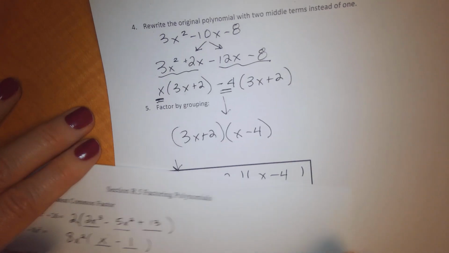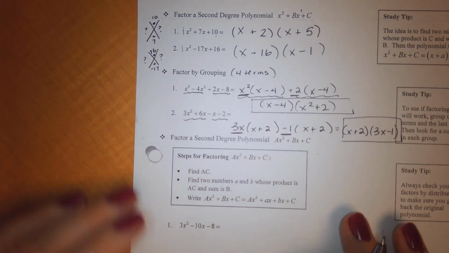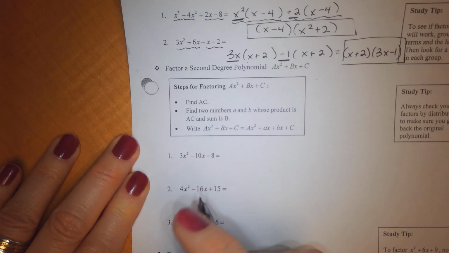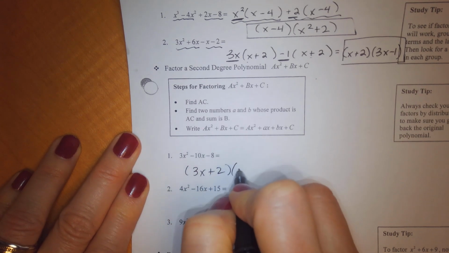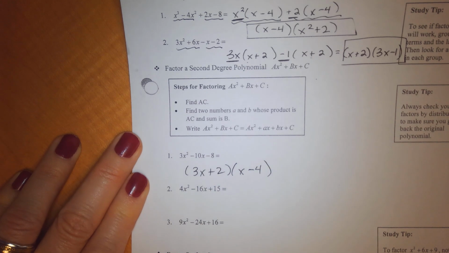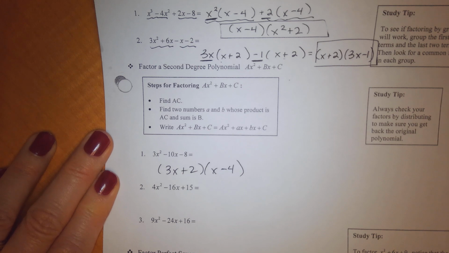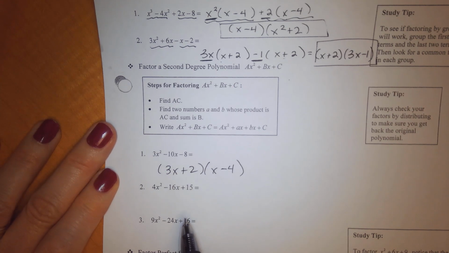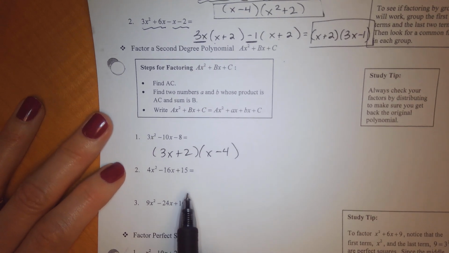So my answer, going back to the lecture notes, for this one right here, was going to be 3x plus 2, x minus 4. So you can see there's quite a bit more work to do in these types of problems with the trinomials when a is not equal to 1. It does take quite a bit more work to do these. Okay? Alright, so let's try doing this one the way we did this one, but I'll try to use a little bit fewer steps this time.